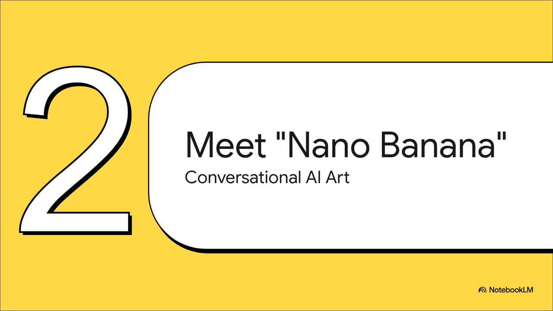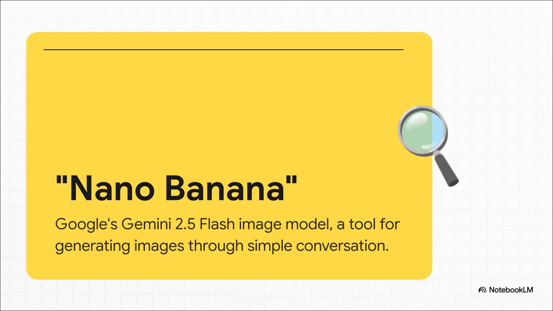And during development, it had this kind of funny code name, Nano Banana. So what on earth is Nano Banana? Well, that was the secret code name for Google's pretty revolutionary Gemini 2.5 Flash image model. See, it was tested anonymously in the AI community before it was officially released, and what made it a total standout was its ability to create these incredible images from just simple conversational prompts. It's really designed to be your creative partner.